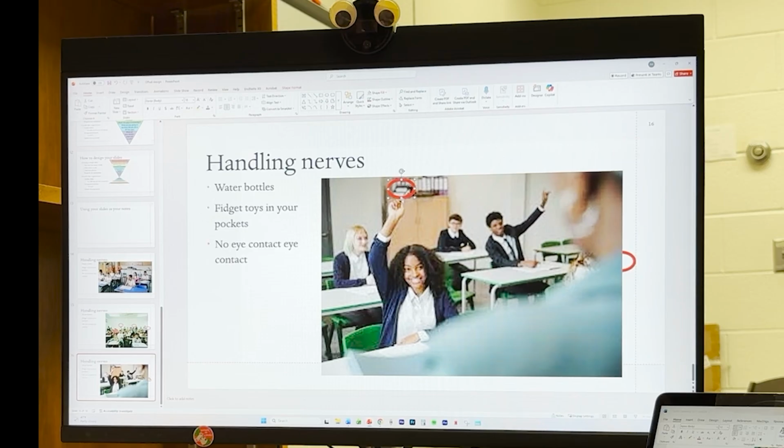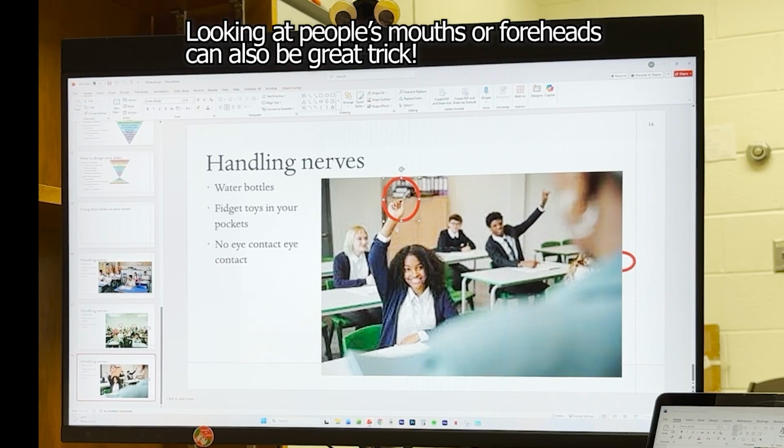So one great thing is to look at people's hands or things that they're doing. So this person has their hand raised. I can look at that hand. They will still think I'm looking at them. I don't really know the science of how that works, but it's very effective.